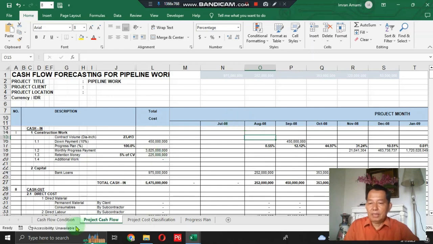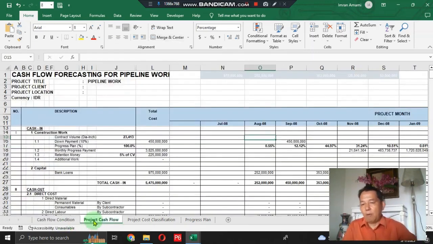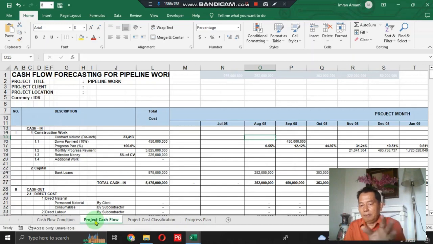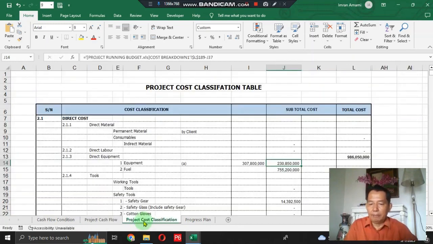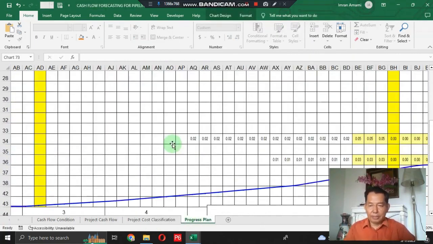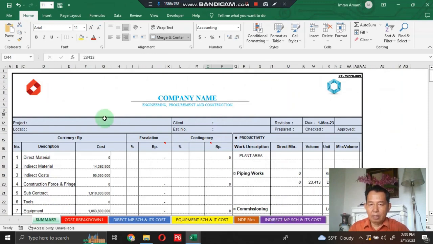Now, this project cash flow template consists of 4 worksheets: starting from cash flow condition, and the second one is project cash flow, and project cost classification, and progress plan here. And this is the other spreadsheet file that I mentioned.